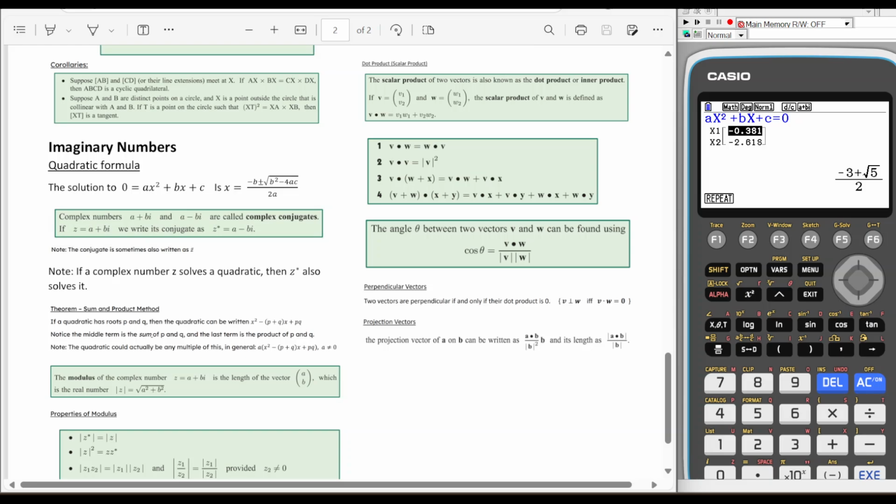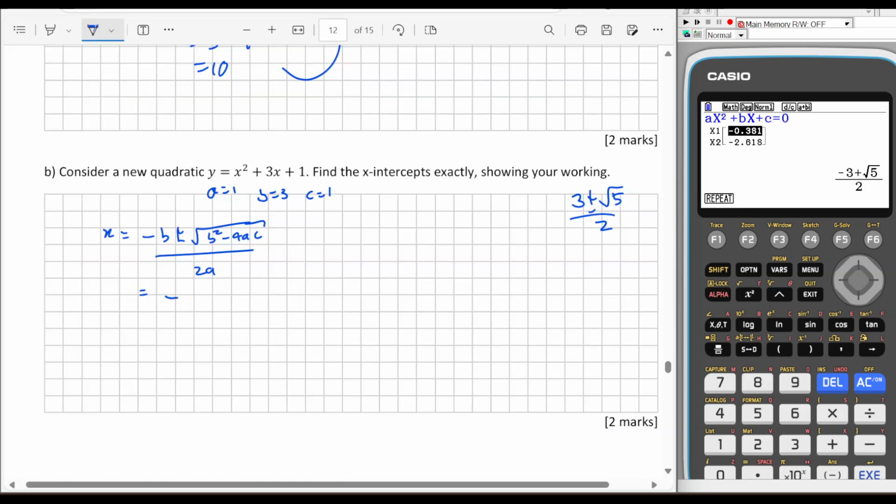Right there, imaginary numbers. Okay, so that's minus 3 plus or minus root of 3 squared take 4 lots of 1 and 1, all over 2 times 1. So it's minus 3 plus or minus the square root of 9 take 4, all over 2. So it's minus 3 plus or minus root of, oh, that's what the calculator said as well, root of 5, all over 2.